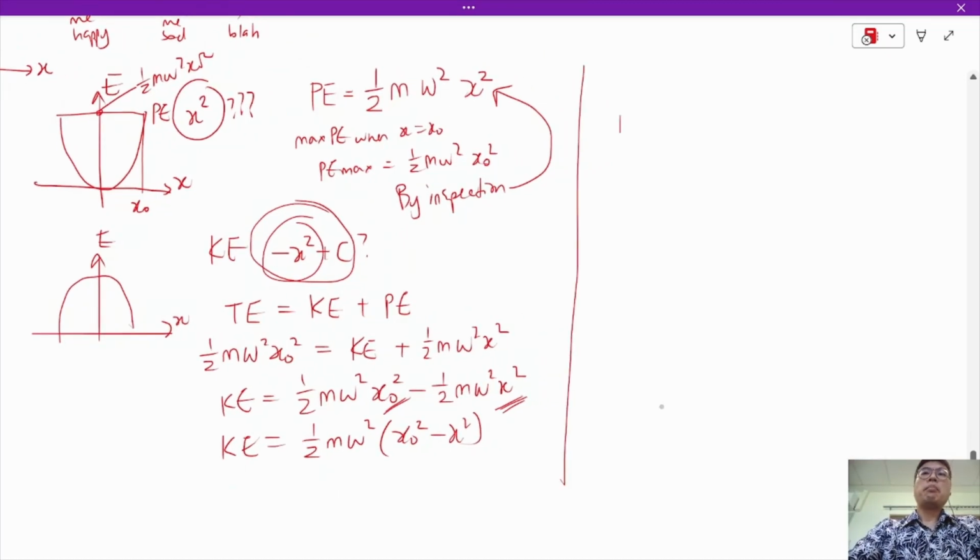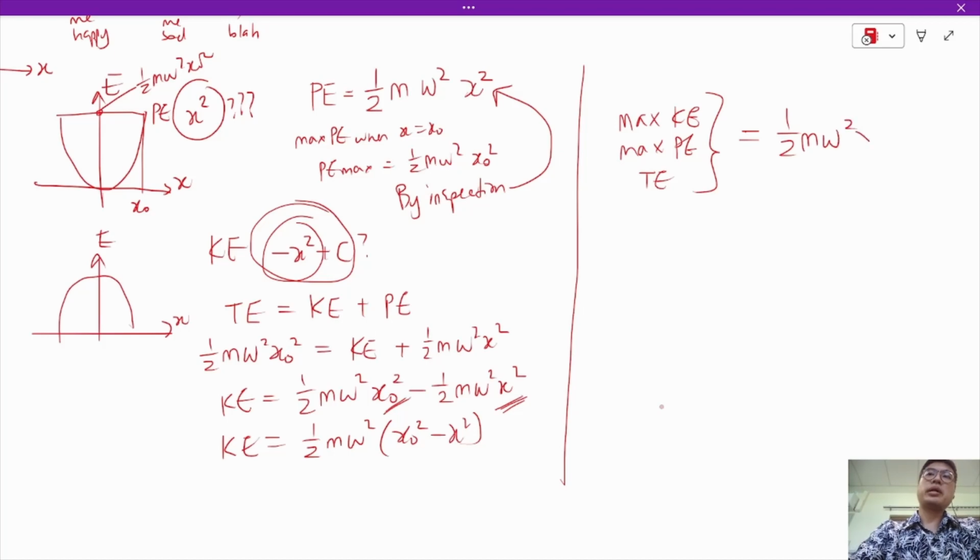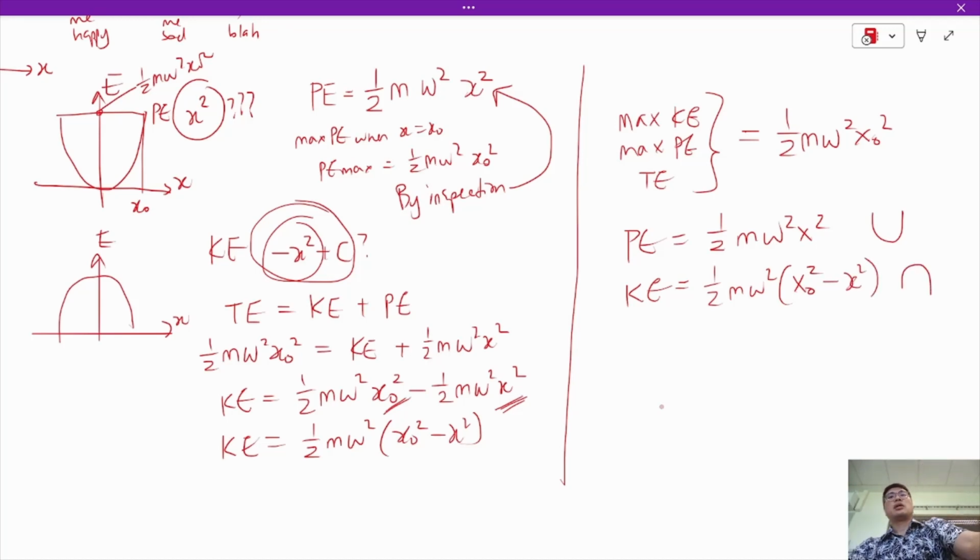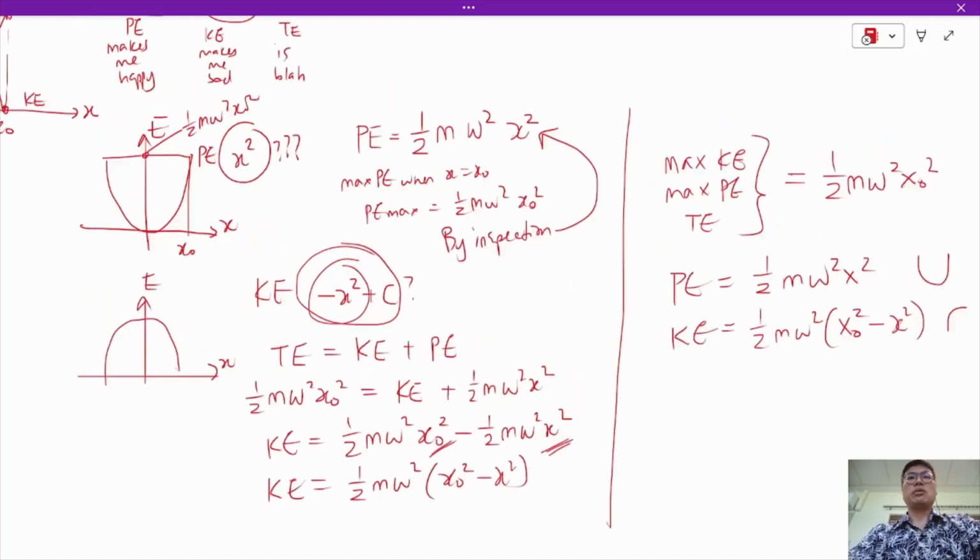Now, the maximum KE, the maximum PE, and the total energy graph is given by these values, equal to half m omega squared x naught squared. Then the PE graph is given by a smiley face, half m omega squared x squared. The KE graph is given by half m omega squared, bracket, x naught squared minus x squared. And because it's minus x squared, it's a frowny face. Okay, so that is the energy with respect to displacement.